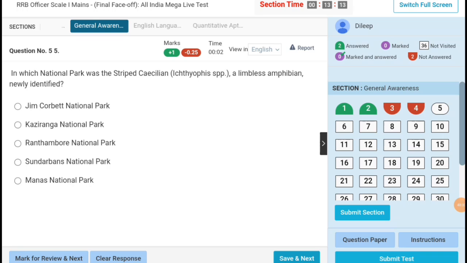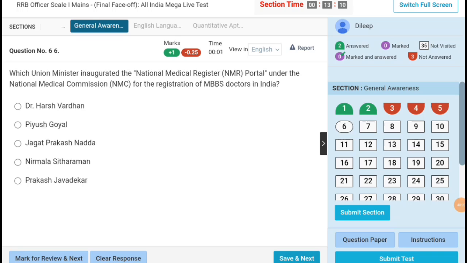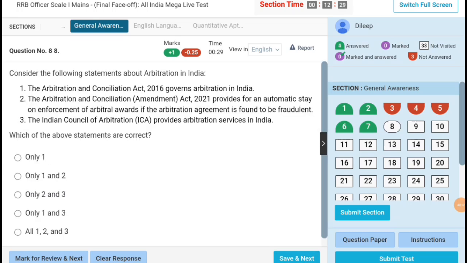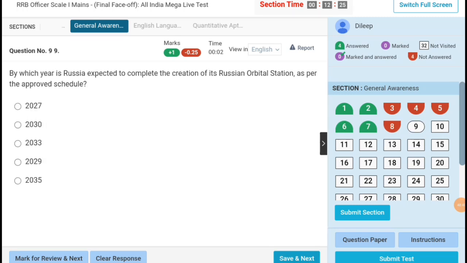Which national festival do you identify? National Medical Registry. Piyush Goyal. What is the projected value of India's services exports by 2030 according to the Goldman Sachs report? I think 46 or 800. Doubt on this. 800.